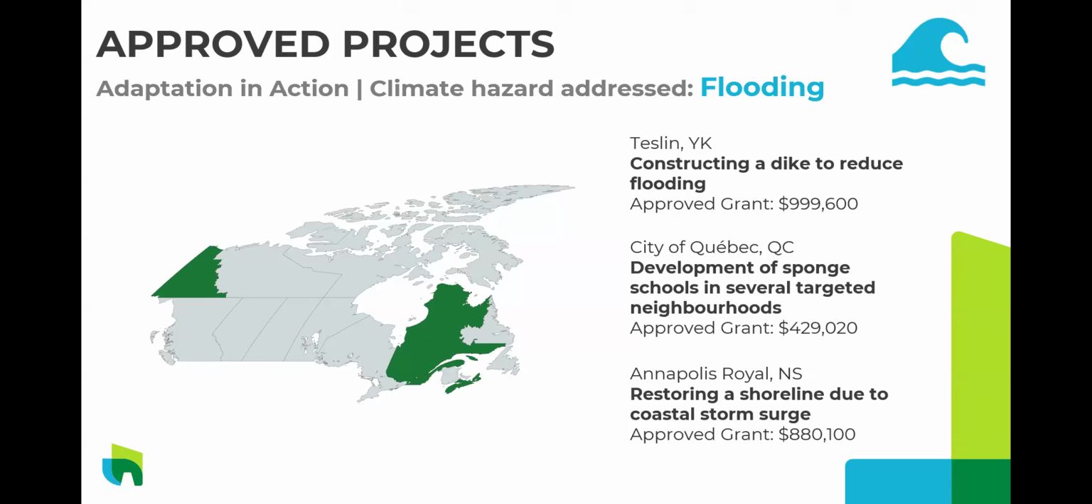And another one that comes to us from the East Coast, Annapolis Royal, is looking at restoring a shoreline by removing a storm armor and planting native salt marsh species to reduce coastal flooding exposure.